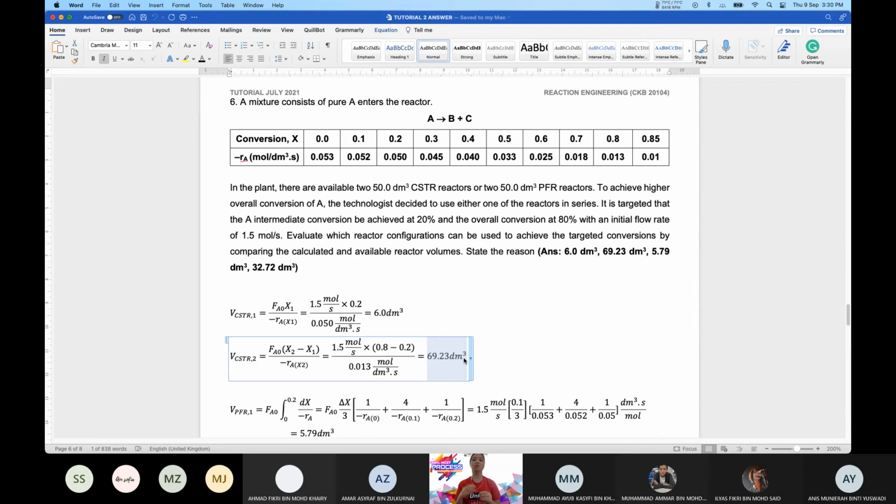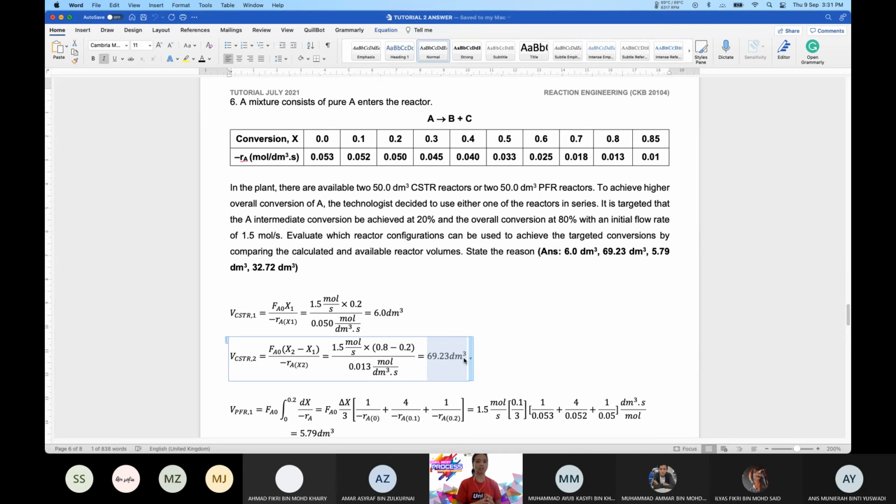Okay, so now you know, right? The minimum volume required is 69.23, but the reactor in my plant has a volume of only 50. So the calculated volume is more than the available volume, so we cannot use the second CSTR. Hence, if one cannot be used, we have to conclude that the CSTRs in series configuration cannot be used for this reaction.